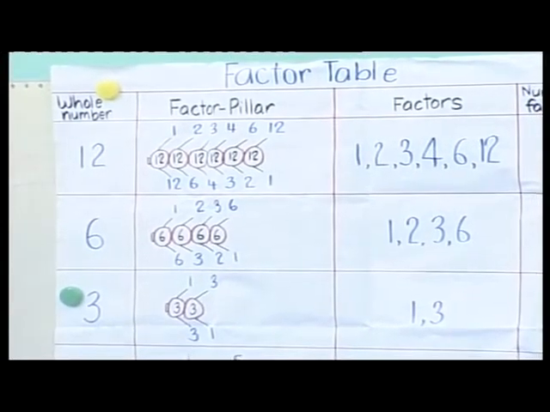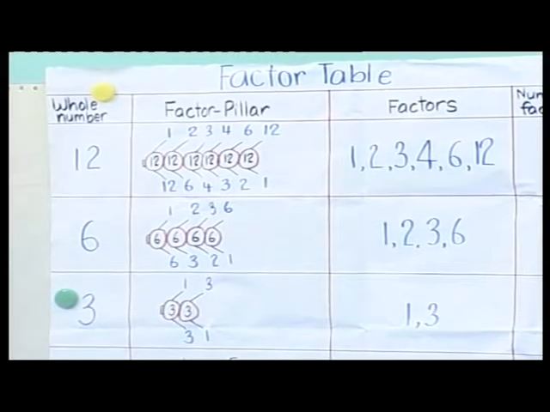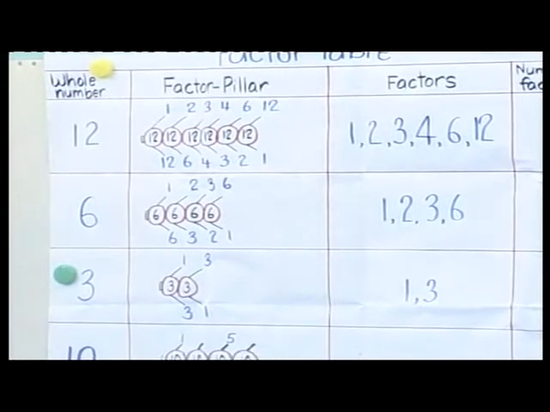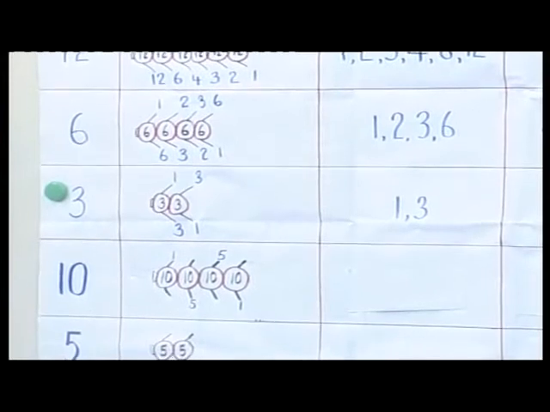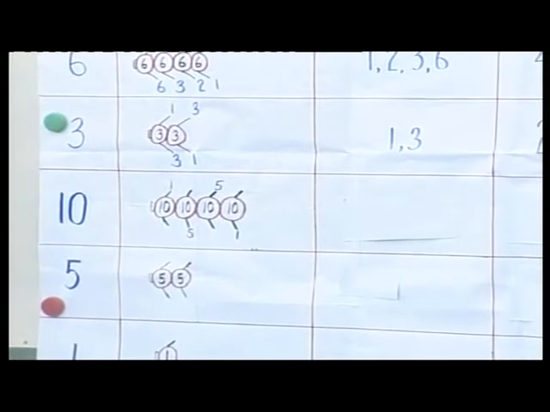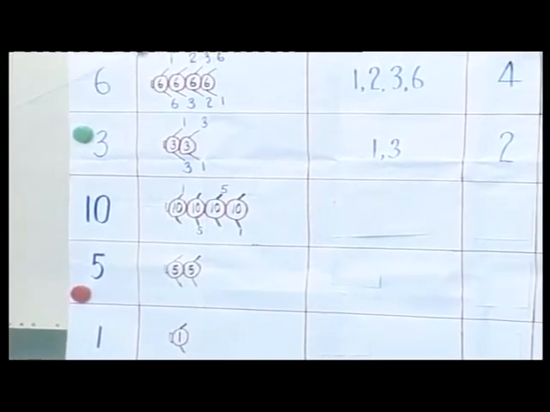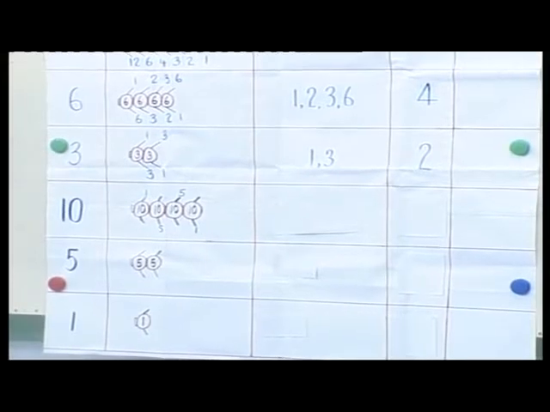Now, I'd like you to find the factors of these three whole numbers, 10, 5, and 1. In your groups, use the factor pillar to find the factors of these three whole numbers, 10, 5, and 1. Now, students, quickly get into your group and find the factors.